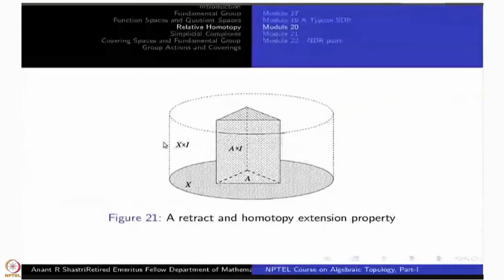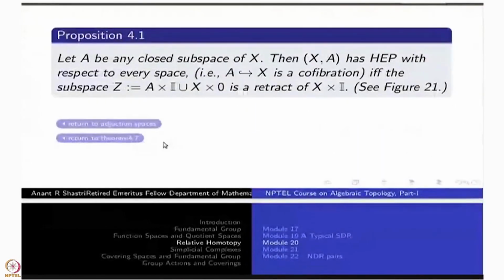Go back to the statement. Statement says that starting with A, any closed subspace of X, A being a cofibration or Z being a retract, these two are equivalent. Inclusion map cofibration or this A cross I union X cross 0 a retract, these two are equivalent. Where did we use that A is a closed subspace? Why do we have that hypothesis?